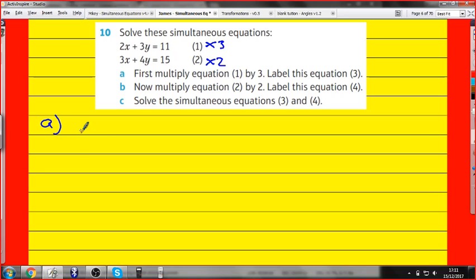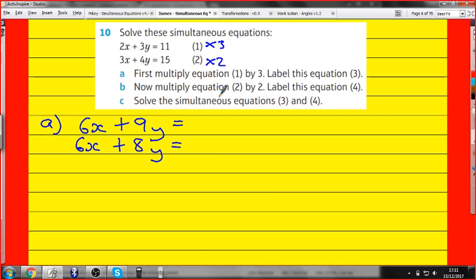So wait, are both of those? Yeah. So you get 6x and 9y, and you get 6x and 8y. Now these are equations, so you have the other thing on the other side as well. Oh yeah, and then equals 11 and equals 15.